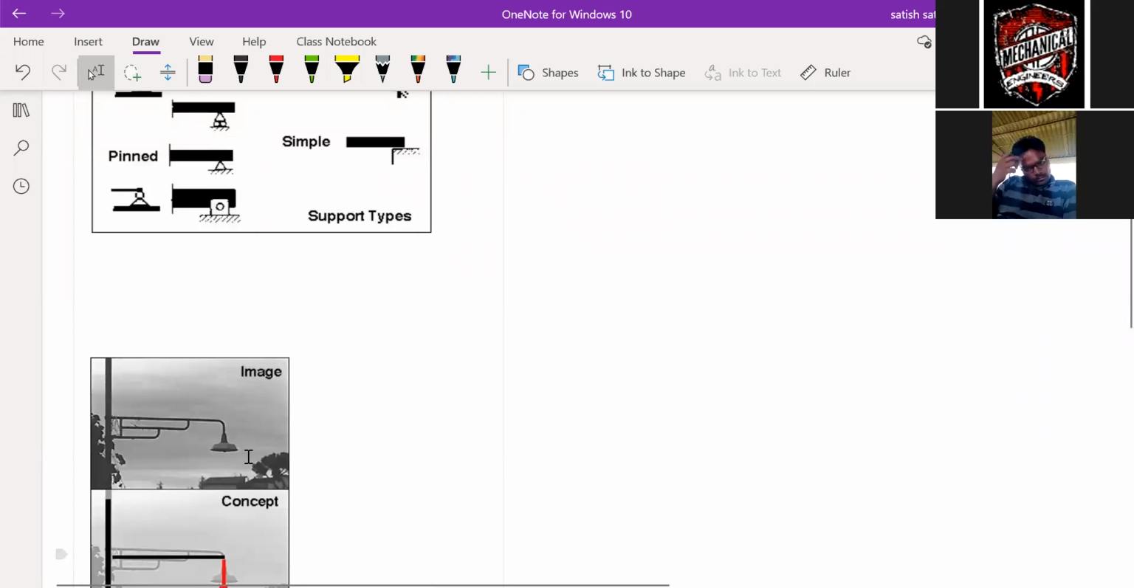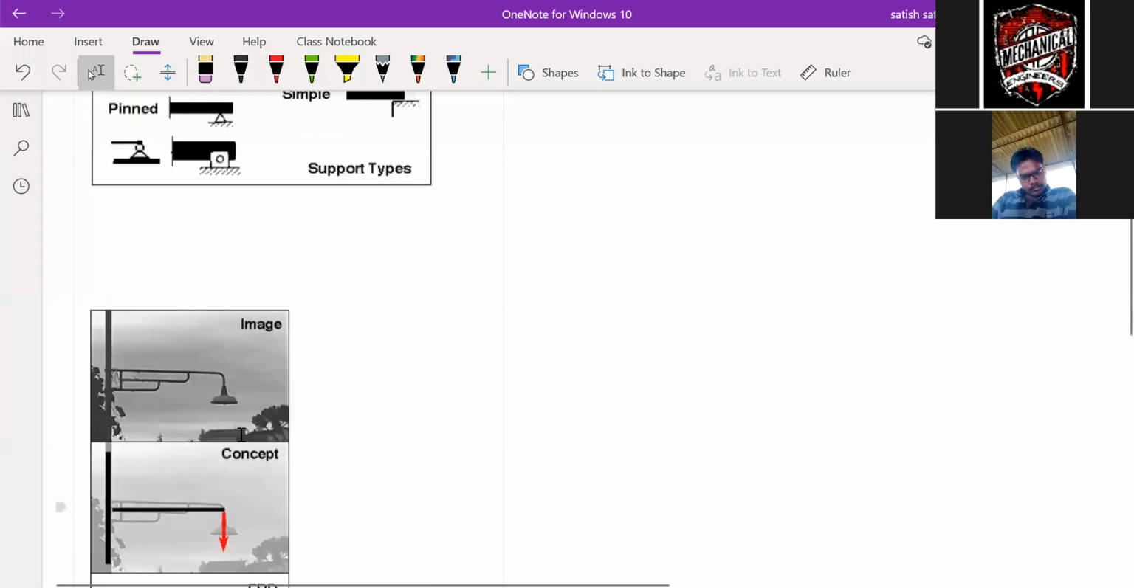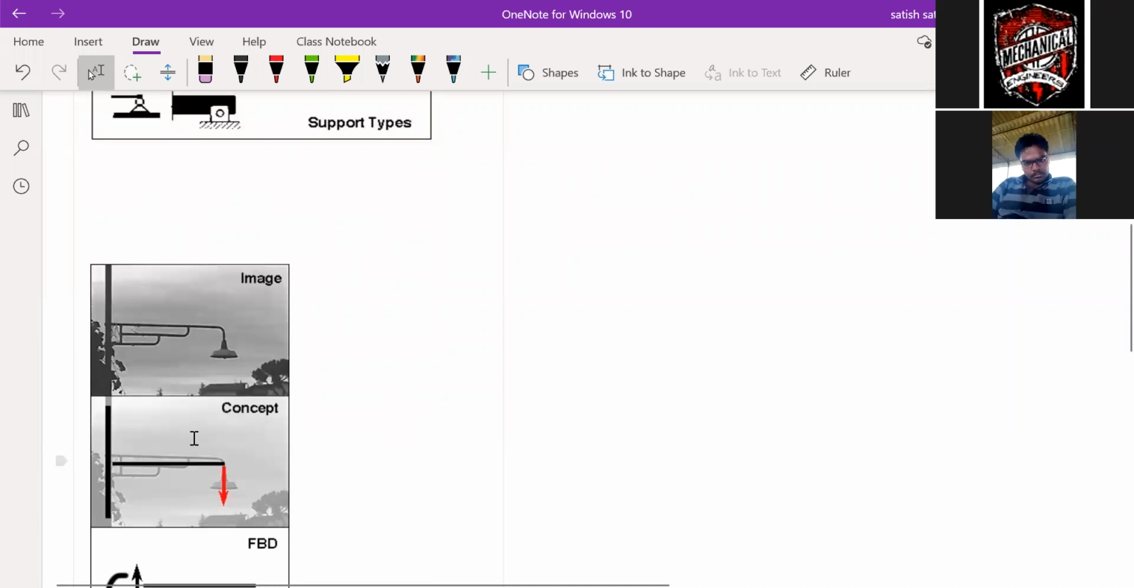Now suppose we want to draw the free body diagram for this structure. First we have to think whether we can consider this whole part as one single beam, and the weight of the light, can we consider this as a force? And this pole we can consider as a support. Now can you tell me what type of support is there in this image for this street light?